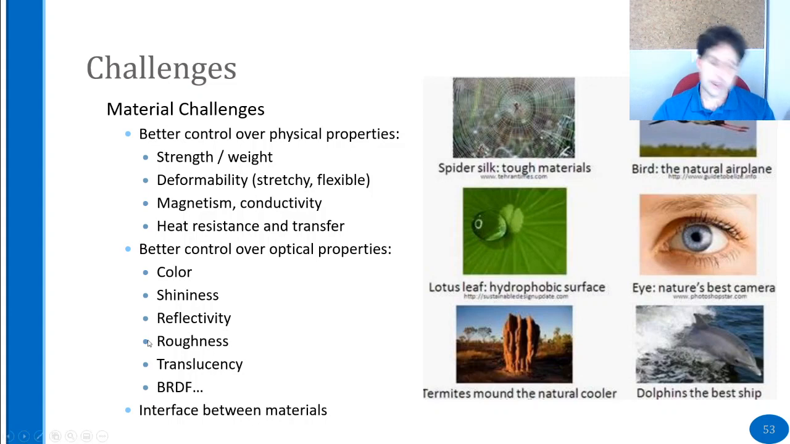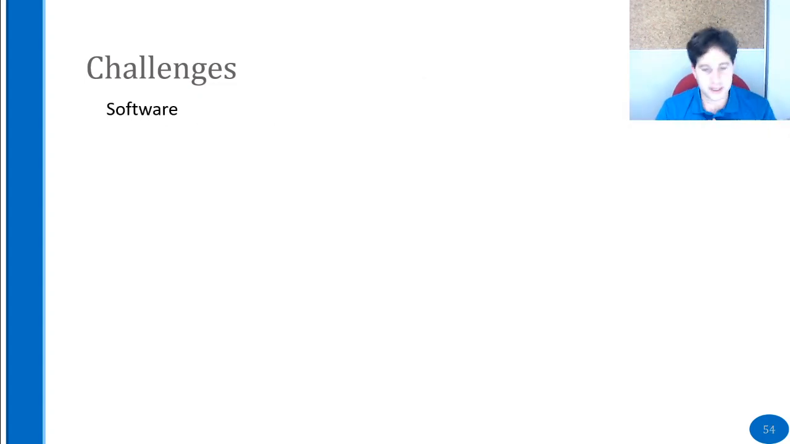Another point is the interface between materials. A lot of 3D printed multi-material objects break at the interface. These are the weakest points. So again, this is something that needs to be worked on, and all of these are in the material sciences regimes.